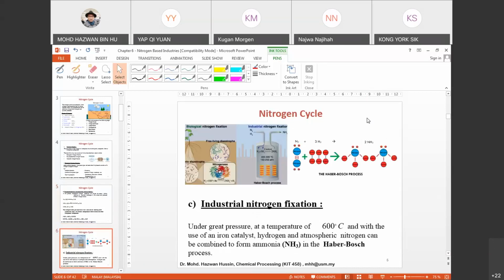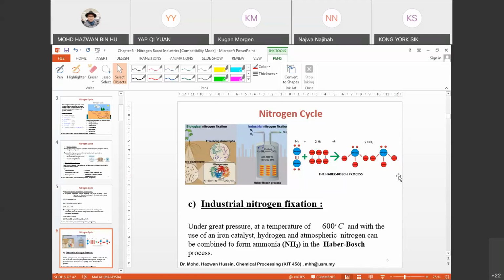Okay, so the last method for nitrogen fixation is known as industrial nitrogen fixation. In industrial nitrogen fixation, the process occurs at industrial scale. Under great pressure, a temperature of 600 degrees Celsius, and with the use of iron as a catalyst, hydrogen and atmospheric nitrogen can combine to form ammonia. This is known as the Haber-Bosch process.